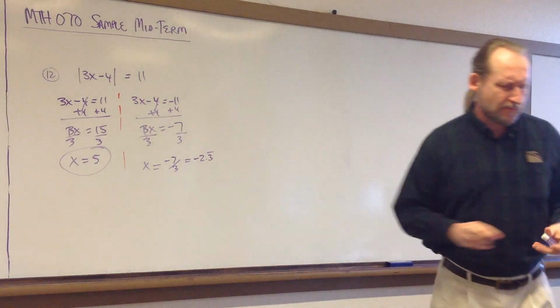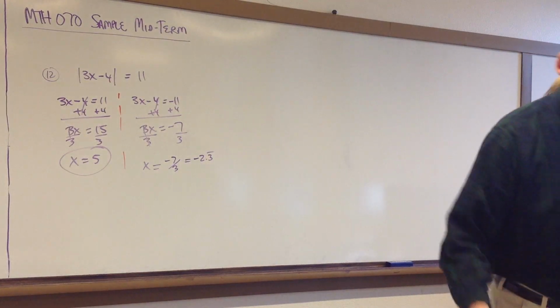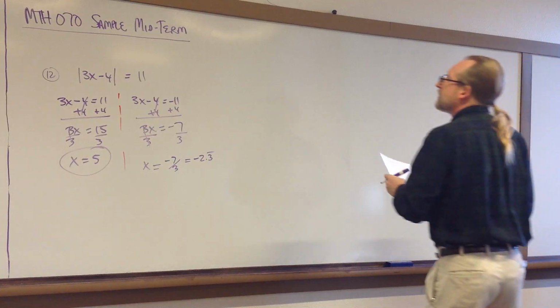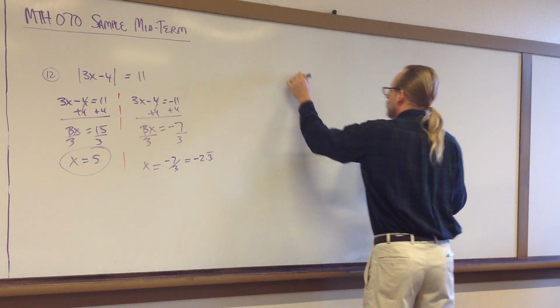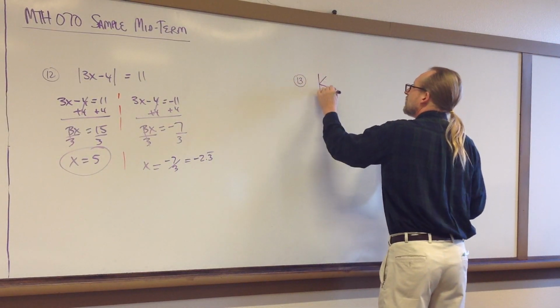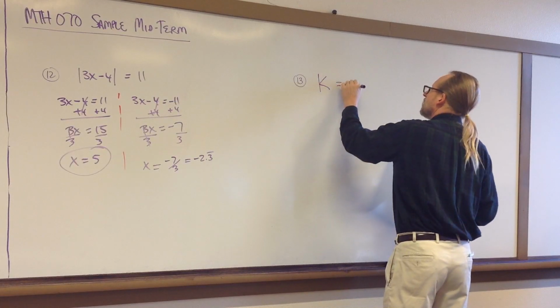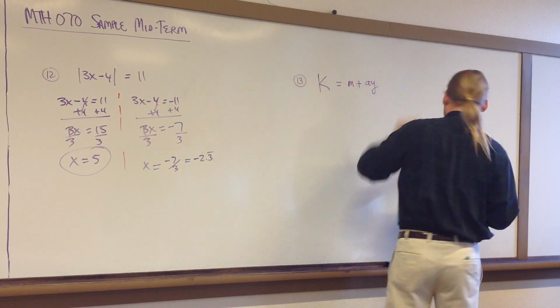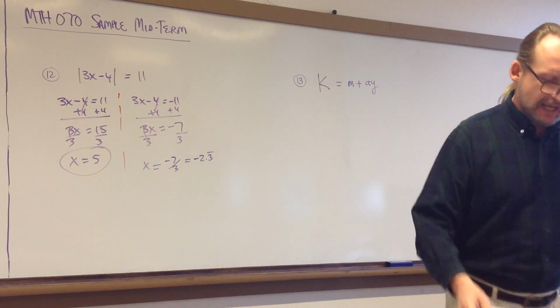All right, problem 13. This is one of those literal equations where we're solving for one variable in terms of the other variables. K equals m plus ay.